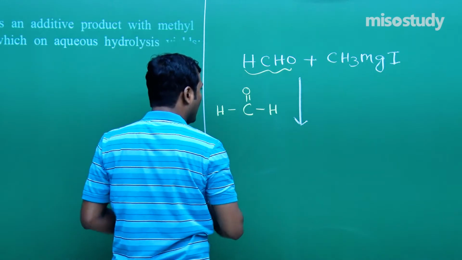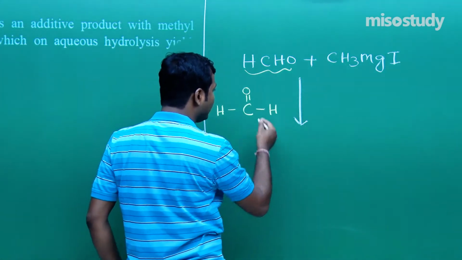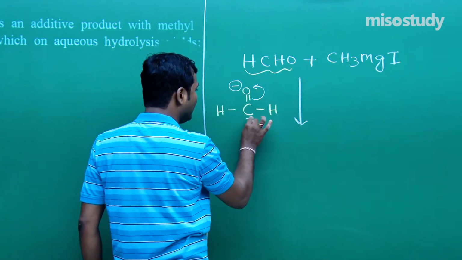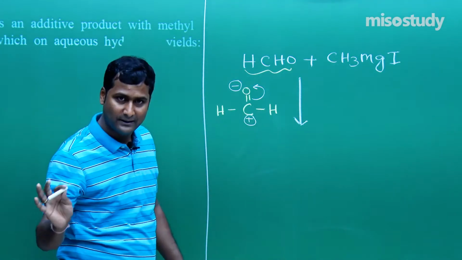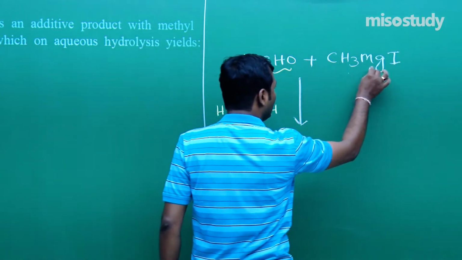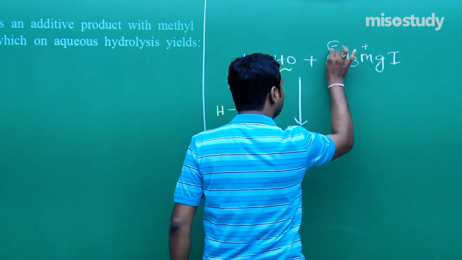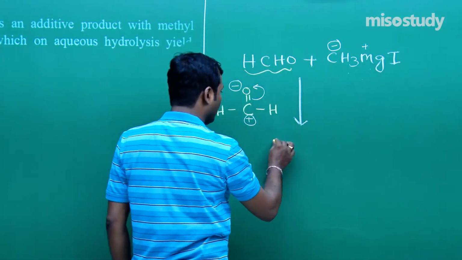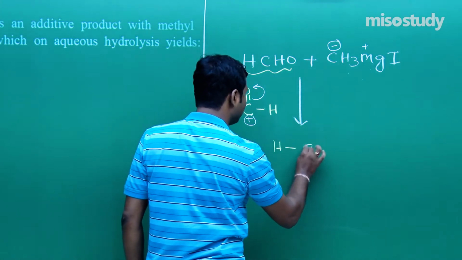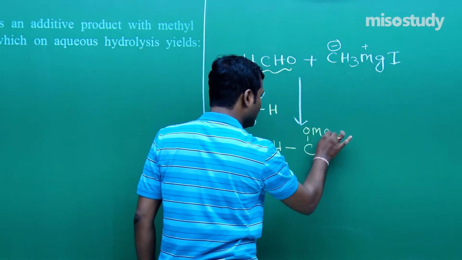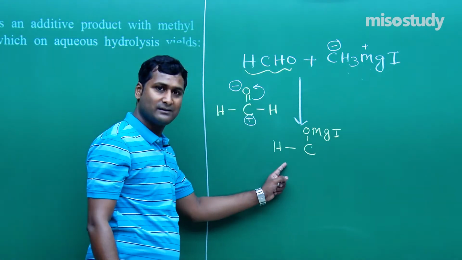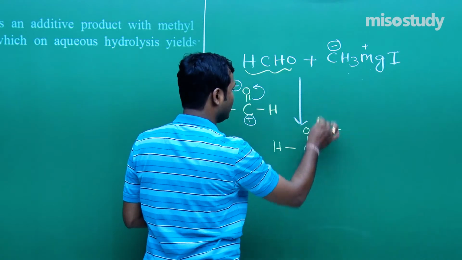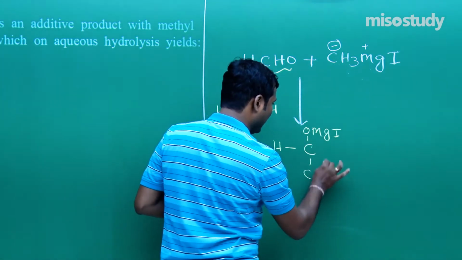Now there are 2 possibilities here. It will move here, then it will acquire a negative sign and it will acquire a positive sign. As we know, this one acquires a positive sign and this one will acquire a negative sign. So this will move here. So the intermediate product is H2COMgI, then put here CH3, then H.